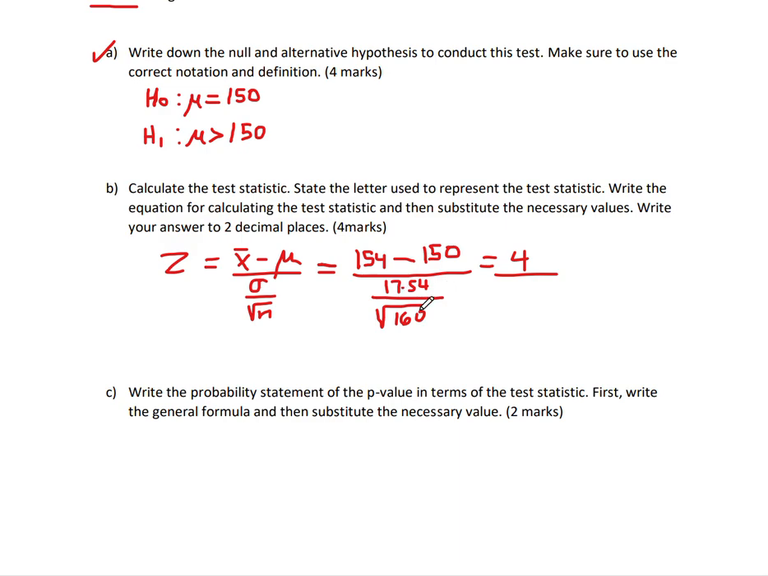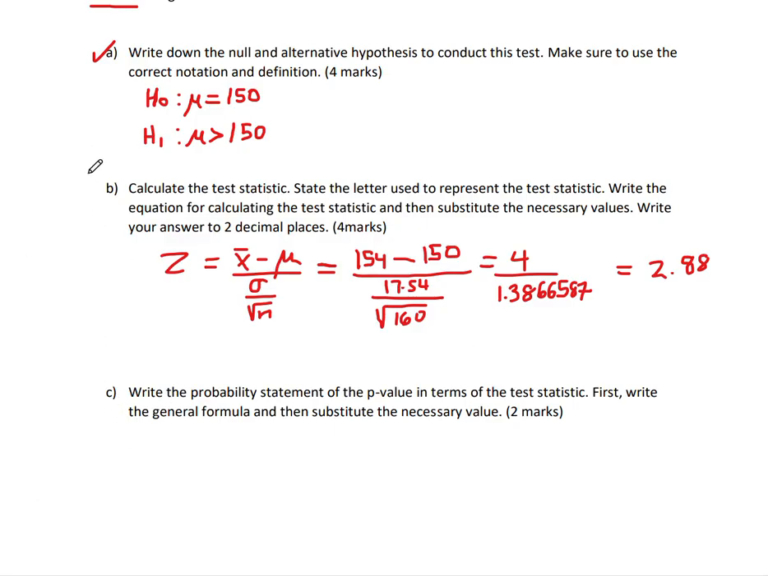And on your calculators, when you take 17.54 divided by root 160, you're going to get 1.3866587. So as many decimal places as possible for this is good. And so we end up getting an answer of 2.88. That's my test statistic value or calculated value.